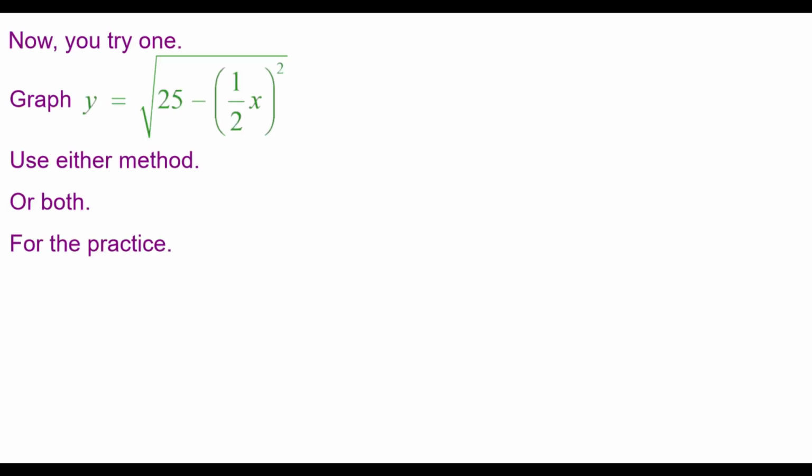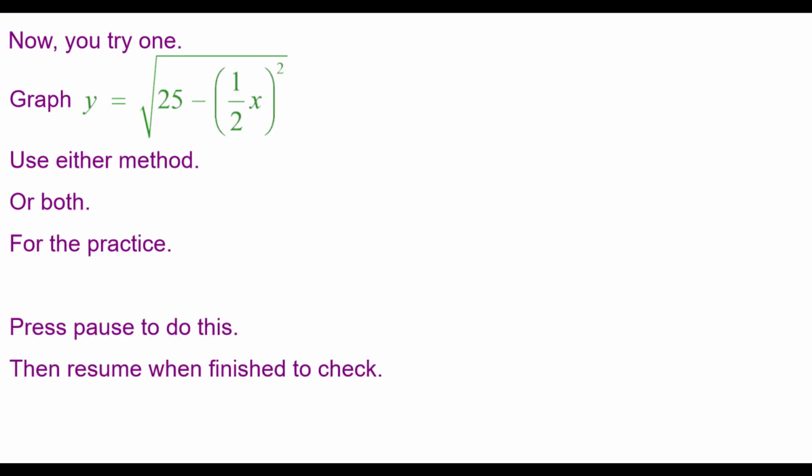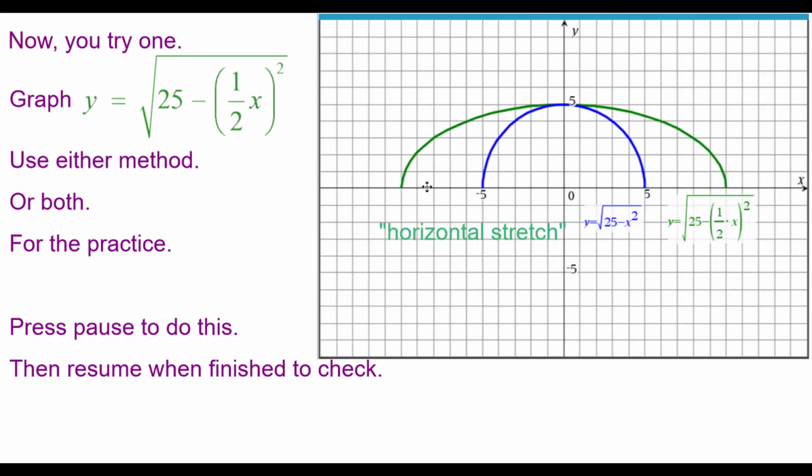Now you try one. Graph y equals the square root of the quantity 25 minus the quantity of a half x squared. Use either method or both methods just for the practice, and press pause to do this and resume when finished to check your answer. And here is the answer, and you can see it's a horizontal stretch from this parent function.